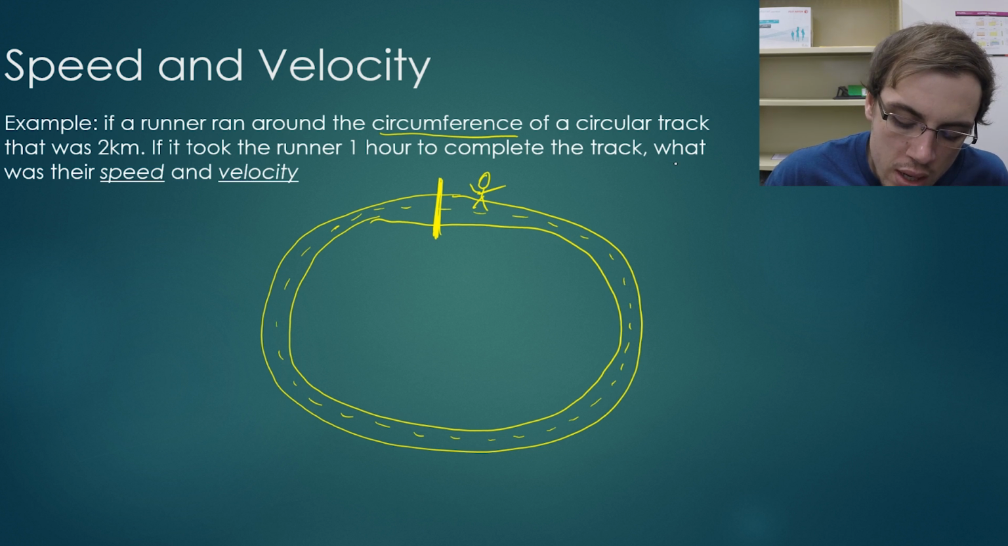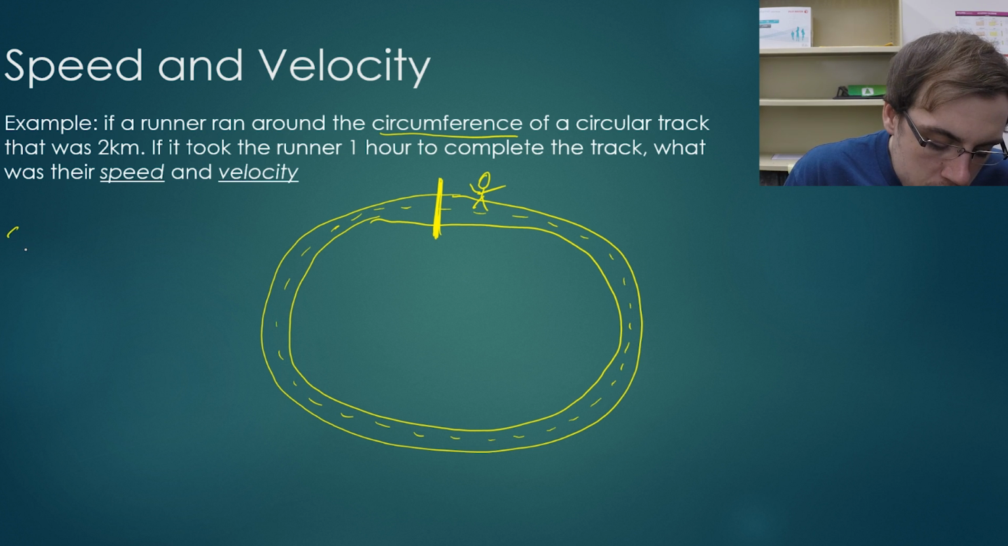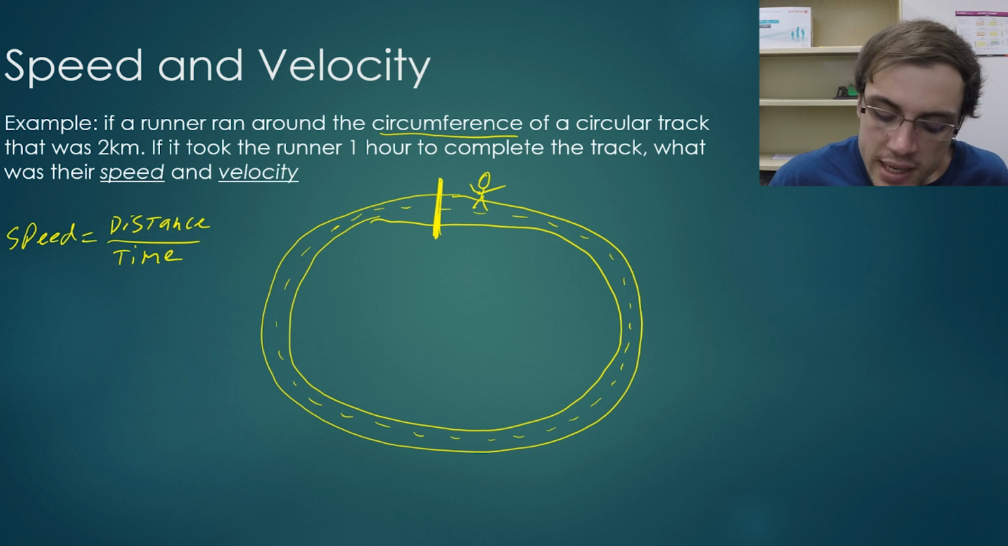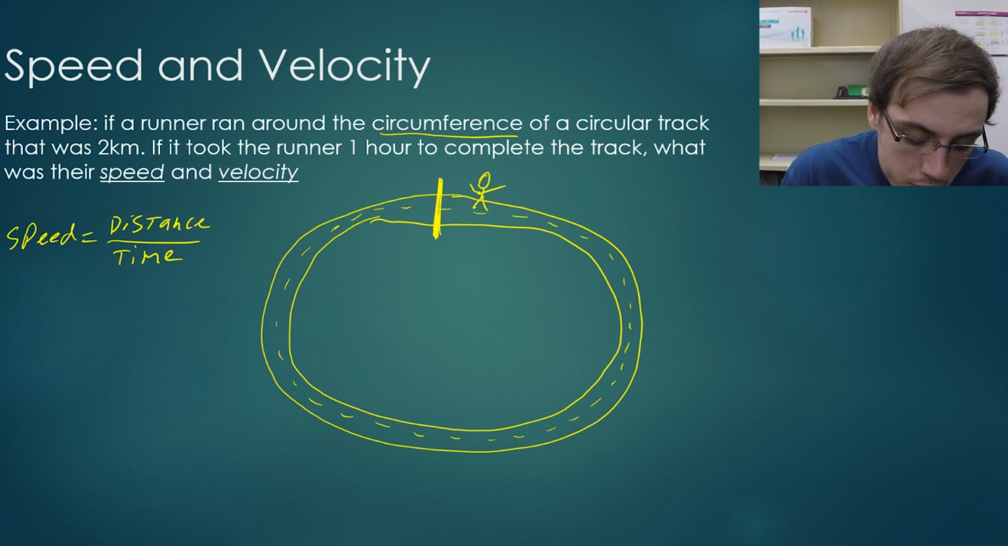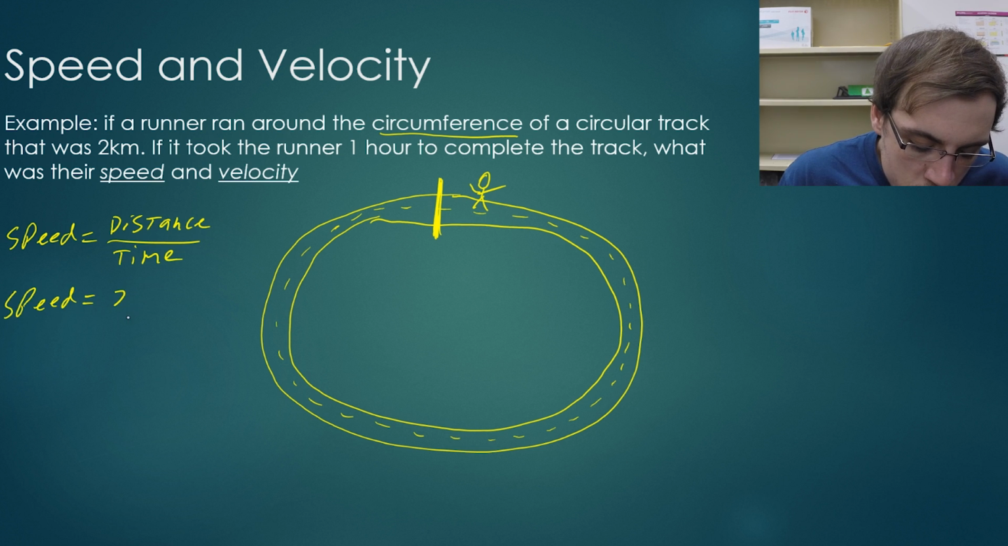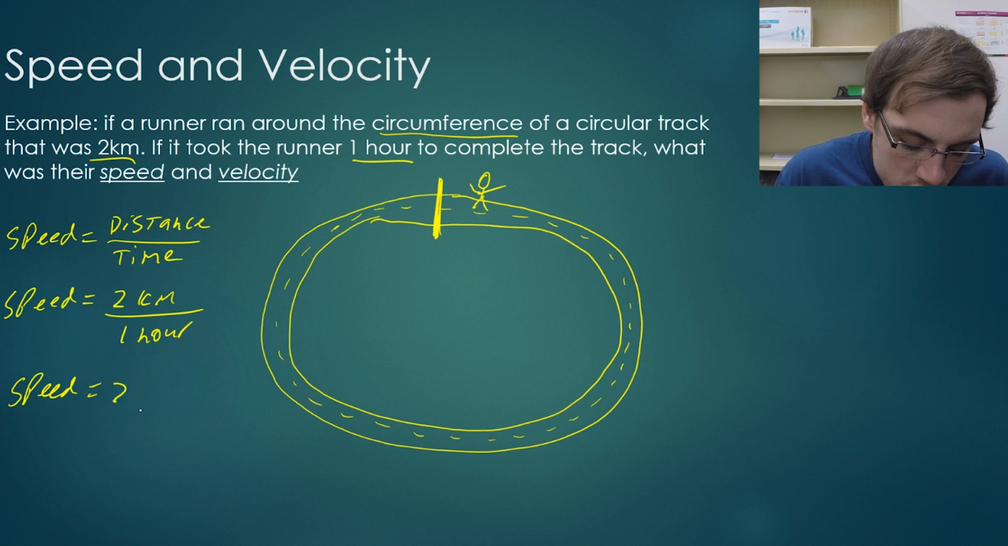If we look at the runner, how long it took him, it took him an hour. So we can use the formula speed is equal to distance over time, which means the runner's speed was 2 kilometers over 1 hour. So that means his total speed was 2 kilometers an hour.